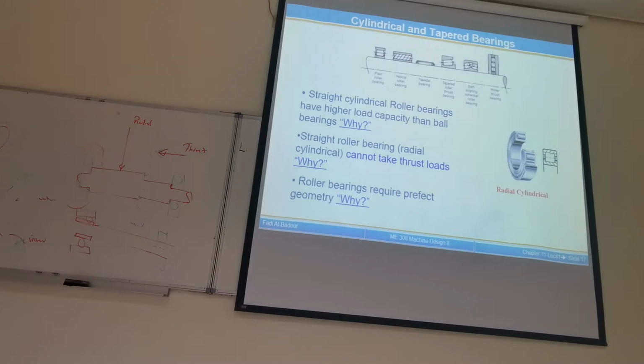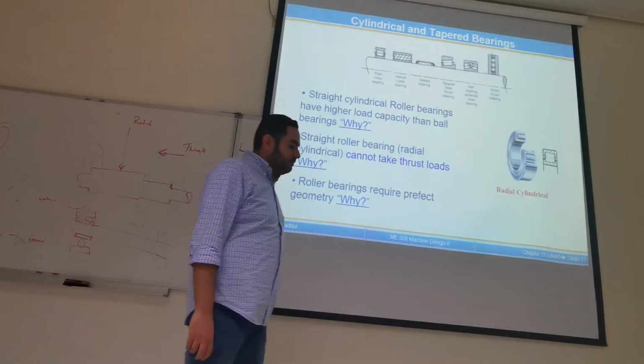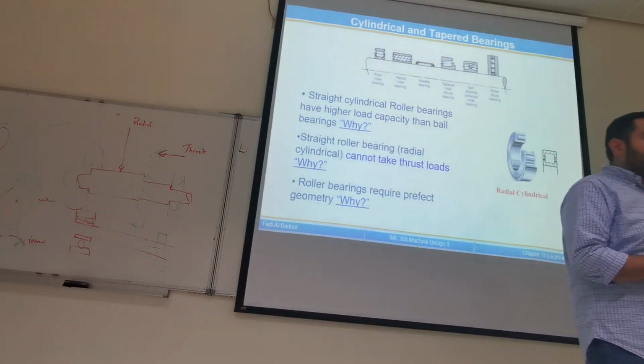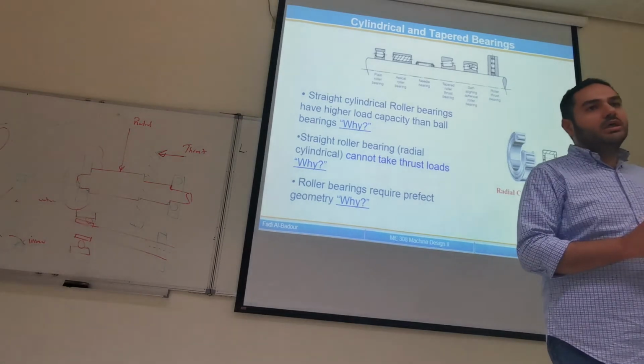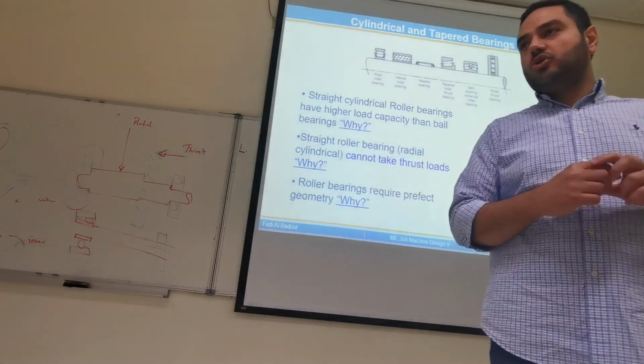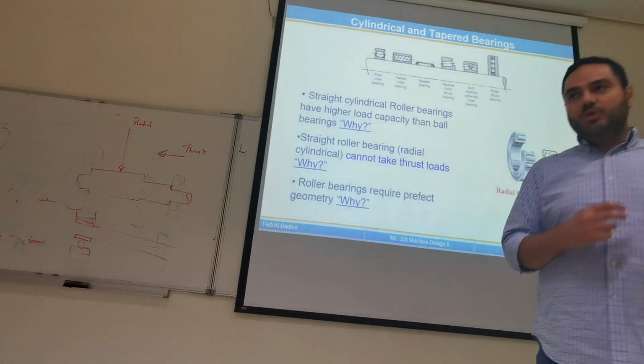Now, as we said previously, with the cylindrical roller bearing, the contact we have here is a line. So this brings a question: why do straight roller bearings have higher capacity as compared to ball bearings? The simple answer is contact. Surface contact with a straight cylindrical roller bearing is bigger, but with the ball bearing it is smaller.